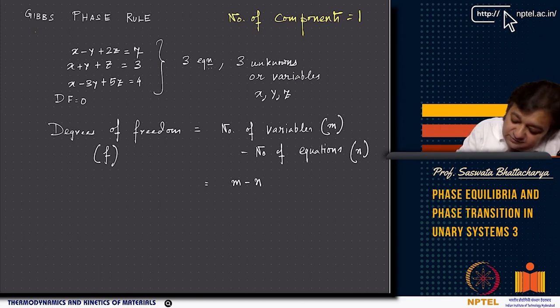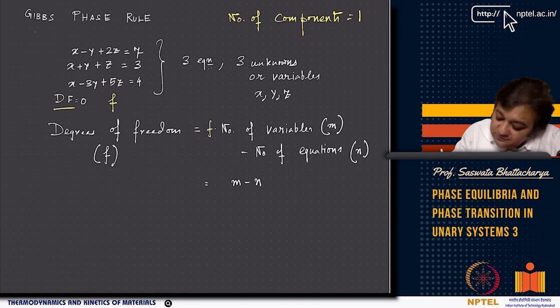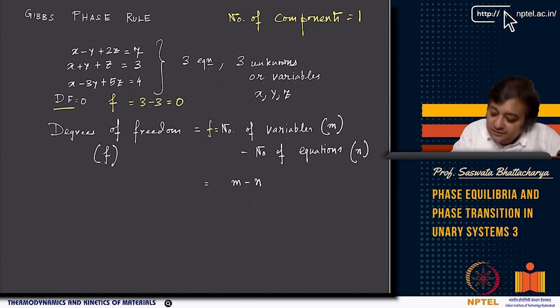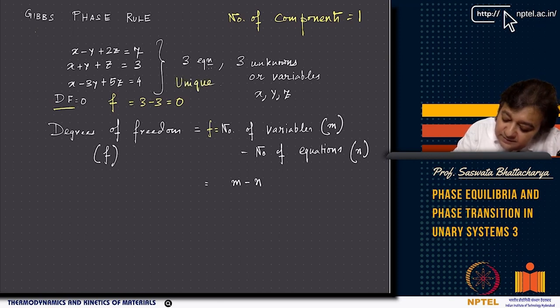So unique solution means degree of freedom, df, in short, or you can also call it f. This is equal to the number of variables minus the number of equations. So in this case it is basically 3 minus 3, which is equal to 0. So here what you have is a unique solution to this problem.